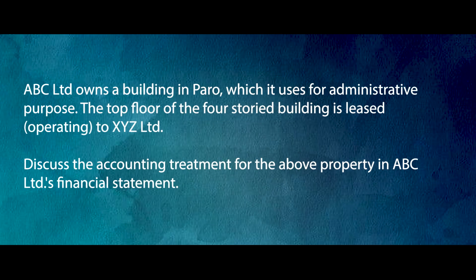Let us look into the second example. ABC Limited owns a building in Paro which is used for administrative purpose. The top floor of the 4-storied building is leased out to XYZ Limited. Discuss the accounting treatment for the above property in ABC Limited's financial statement.